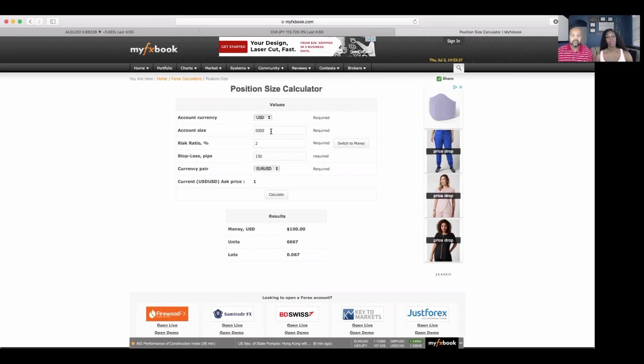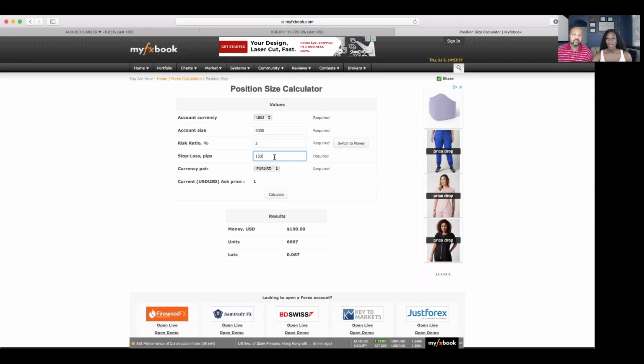So for example, if you had a $5,000 account balance, if you want to live to trade another day, you don't want to risk 10% on each trade. You want to risk no more than 1 to 2% of your total account balance if you do not want to wipe out your account. So you simply put 5,000 here in your account size, put 1 or 2% here on the calculator. And then let's say we're doing a swing trade.